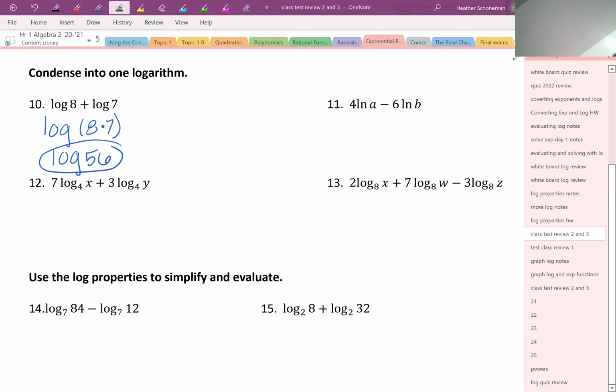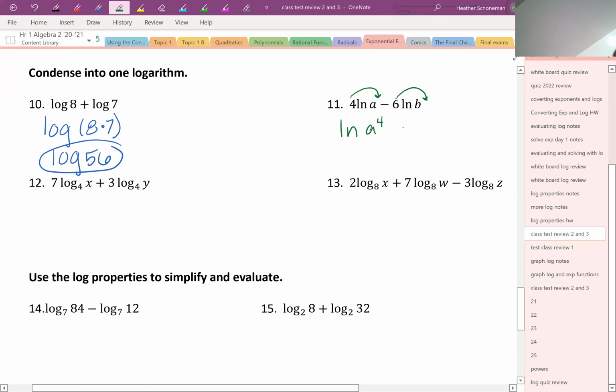Okay, number 11, since we're going backwards, when we expand them, exponents are last. So when we shrink them and condense them, the exponents have to go first. So we're going to move the exponents back. So I have the natural log of a to the 4th minus the natural log of b to the 6th. And now because it's subtraction, I can make it division. So I have the natural log of a to the 4th over b to the 6th.